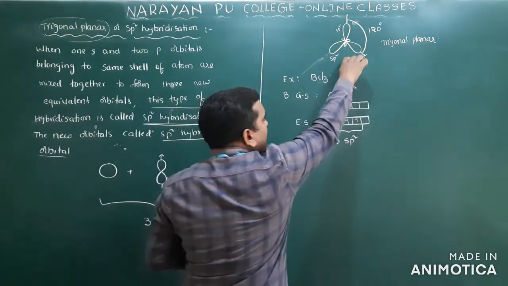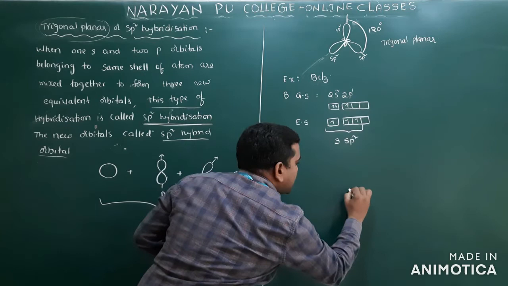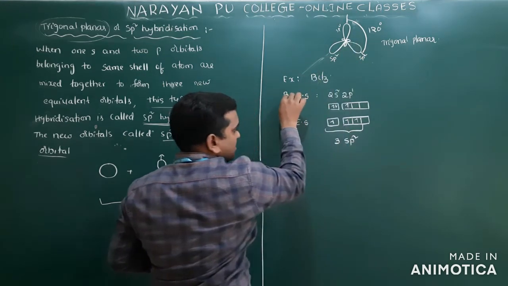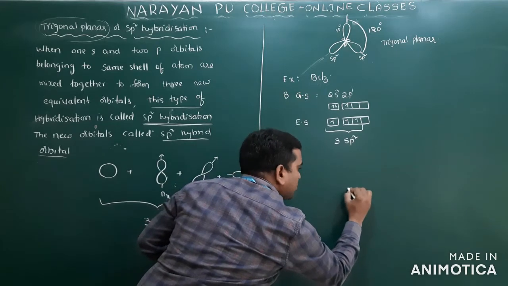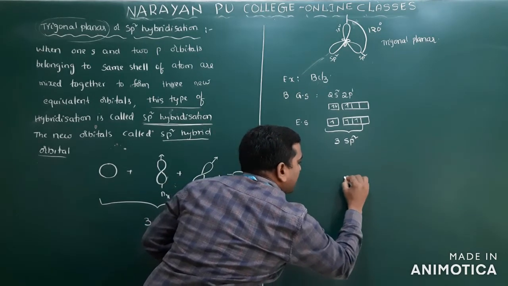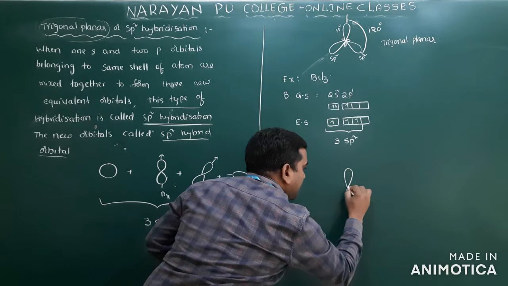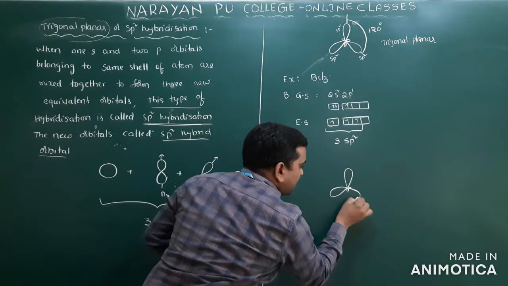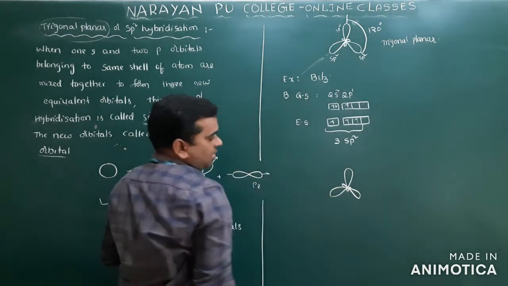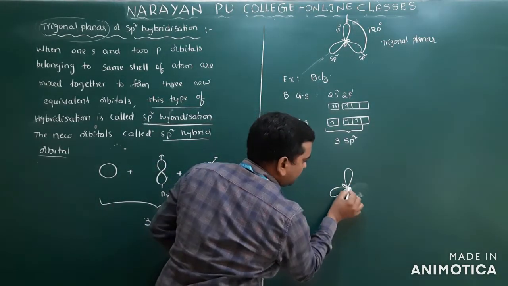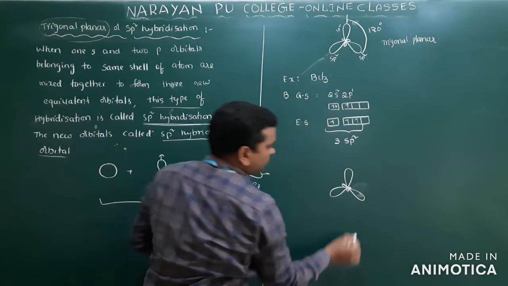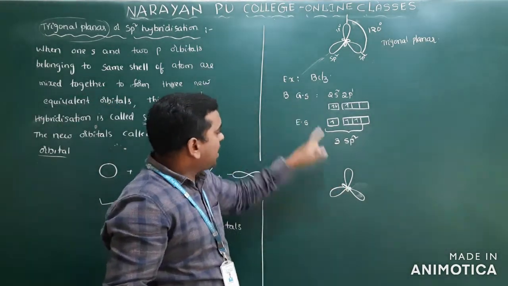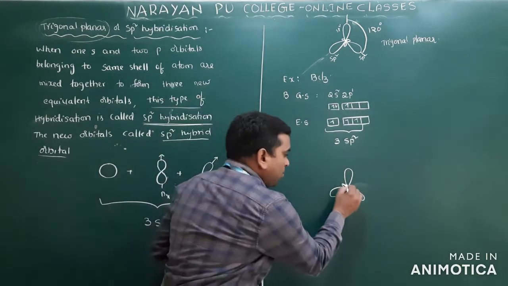So what is the shape? I have mentioned here already. This is the shape. Clear? So in the middle, what will be there? Boron should be present here. You can write boron, or without boron also you can write it, no problem. Here 1, here 2, and here 3. Clear? What is the central atom here? Boron. I am writing here for boron.